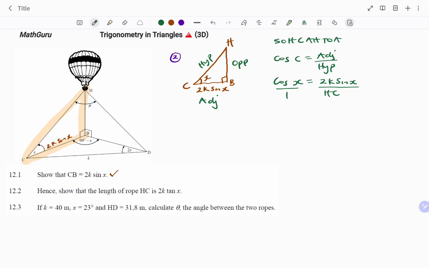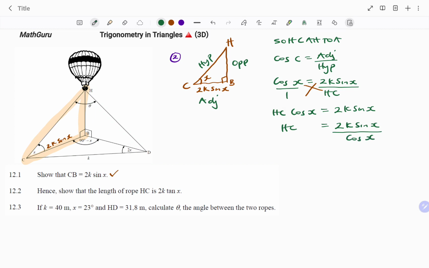I have that is over 1, so I'm going to do the same by cross multiplying. If I cross multiply, I have HC cosine of x equals 2k sine x times 1, which remains the same. So therefore, my HC, I'm going to divide both sides by cos x, will be equal to 2k sine x divided by cos of x.